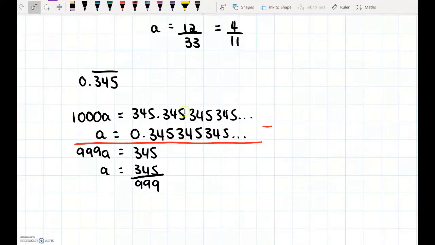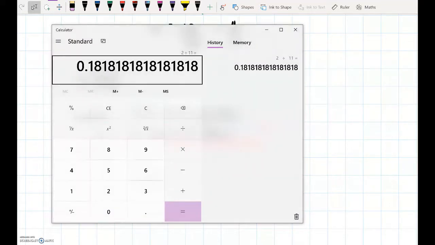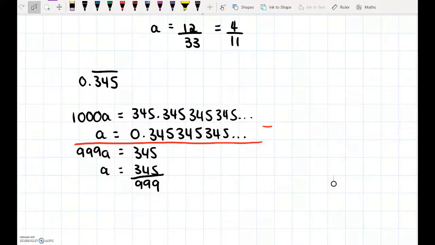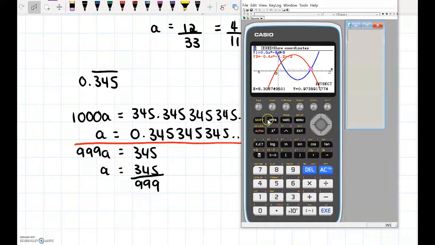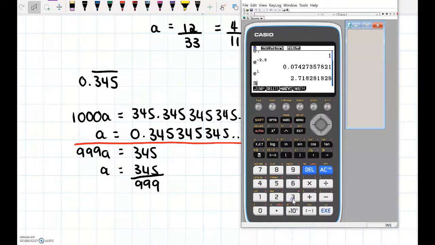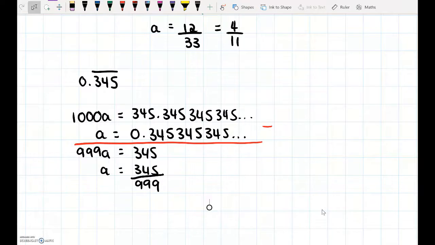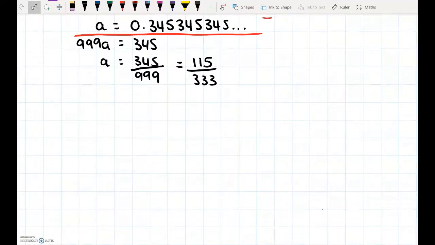And now for this one, I'm going to use a calculator to see if it simplifies. 345 over 999 gives me 115 over 333. So again we had to divide by 3, and that's it. All right, let's try one a little bit harder. Let's make it 1.2 recurring.